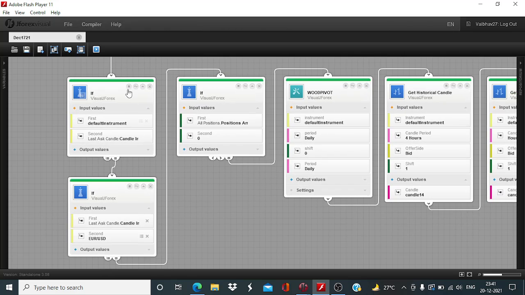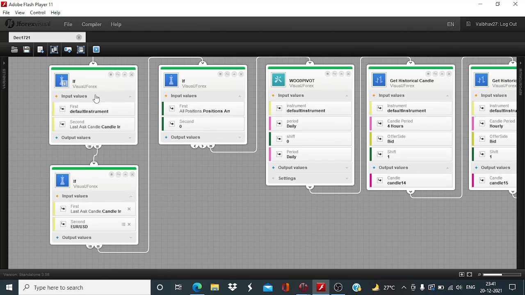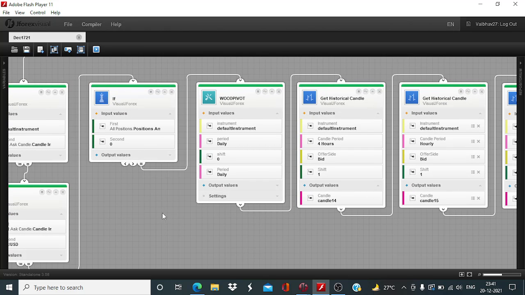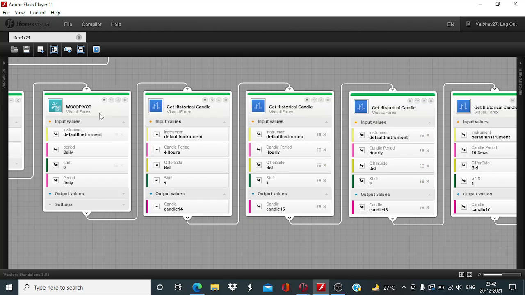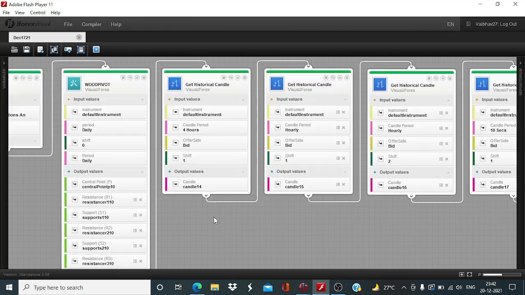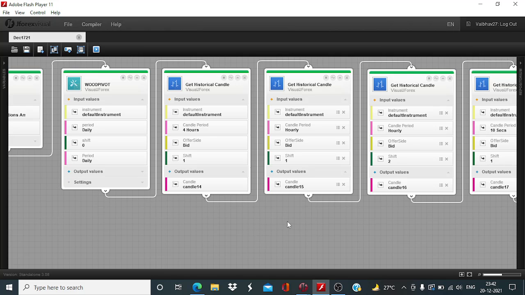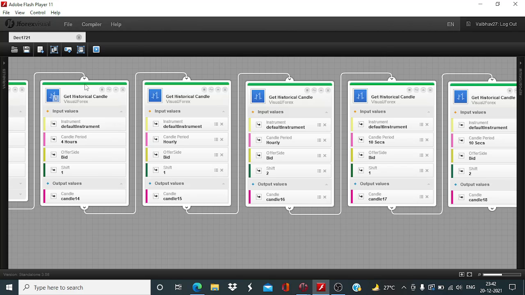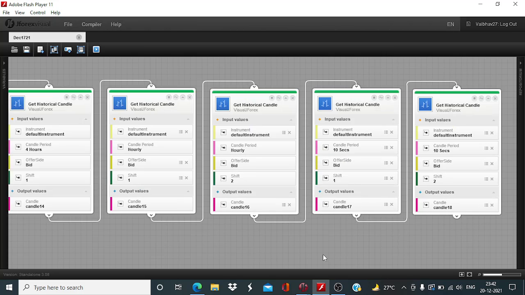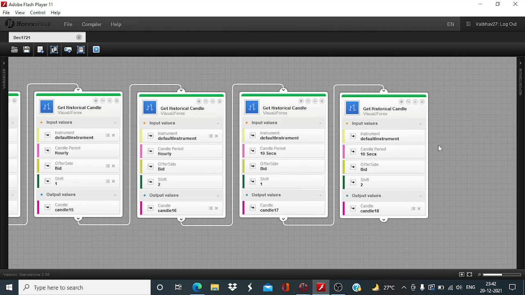In last session, the setup so far was completed, which includes this instrument subscription. After that, the position amount was defined at 0, and this Woody pivot block of the daily candle period has been added to define the conditions revolving around which we will be looking to execute the trades in a profitable manner. To further fine tune the strategy, we are also taking the help of these price action data using the get historical candle. First one is of 4 hourly time frame. These two are of hourly each, and last two are of 10 seconds each.